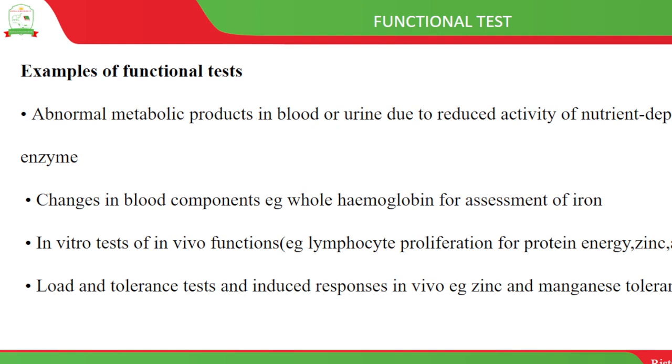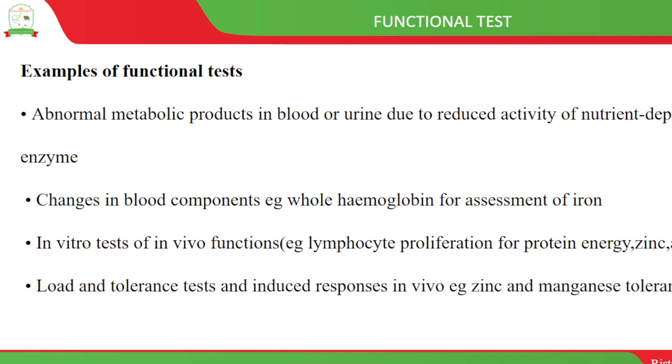An example of a functional test is the abnormal metabolic products in blood or urine due to reduced activity of nutrient-dependent enzymes. You should be able to understand this because up there in the beginning there are some questions that have been related to this. So I believe we now get to understand some of these examples. Then there are changes in the blood components, like hemoglobin for assessment of iron. You can take the hemoglobin, you assess it, and it can help you deduce what?